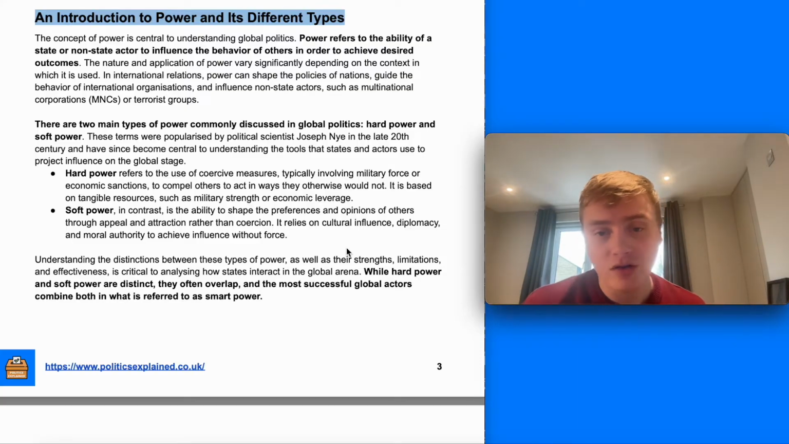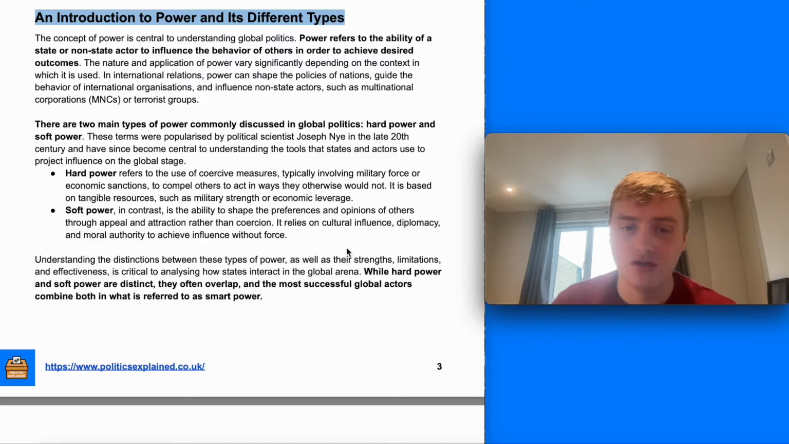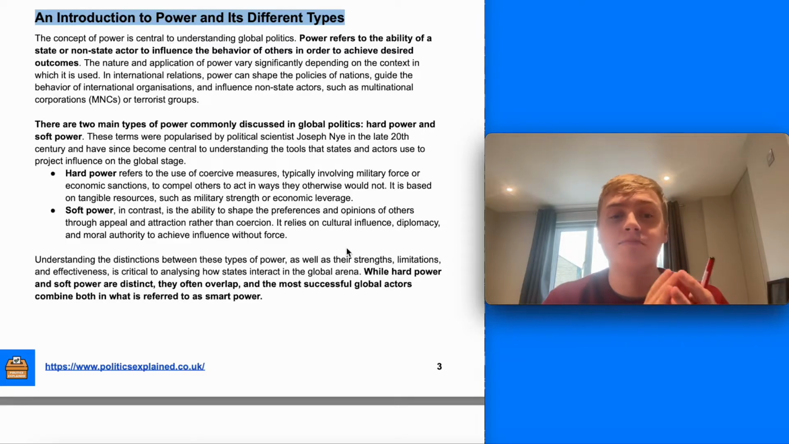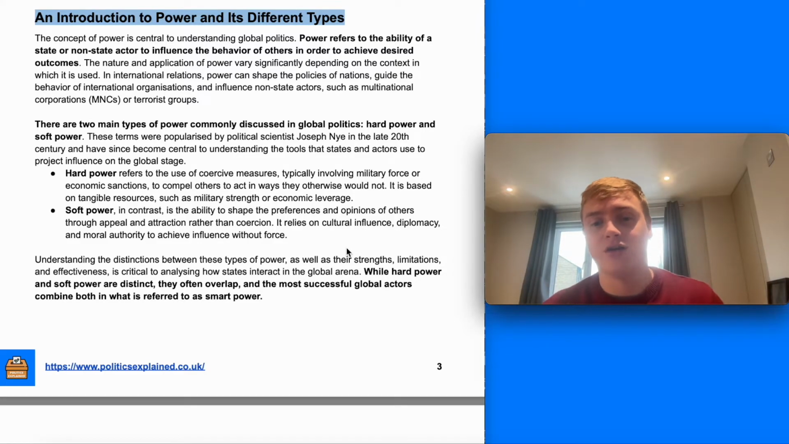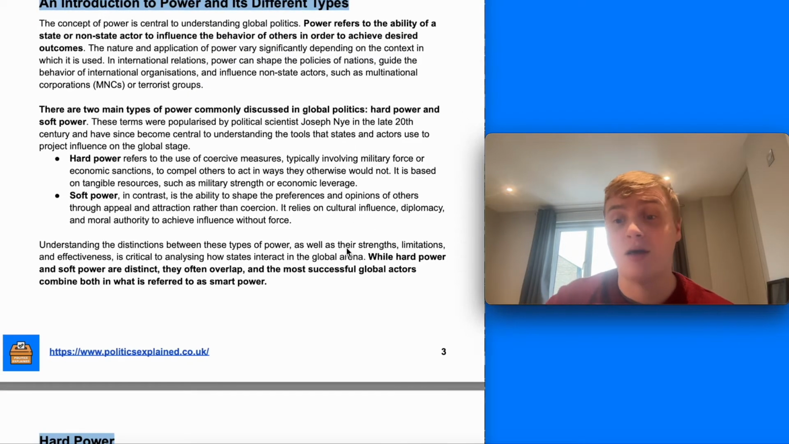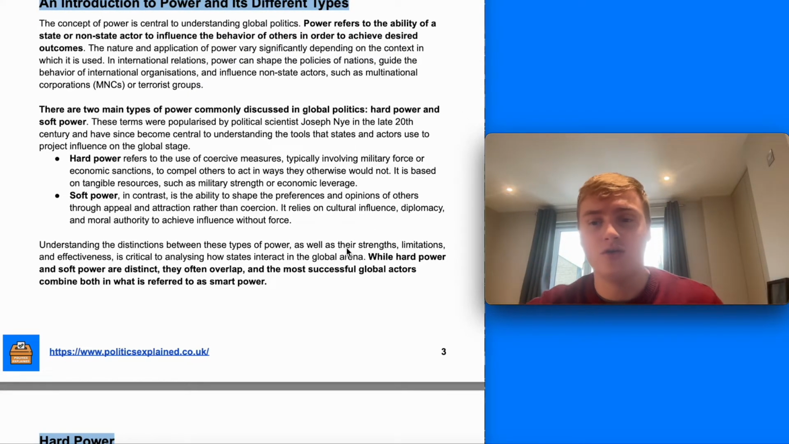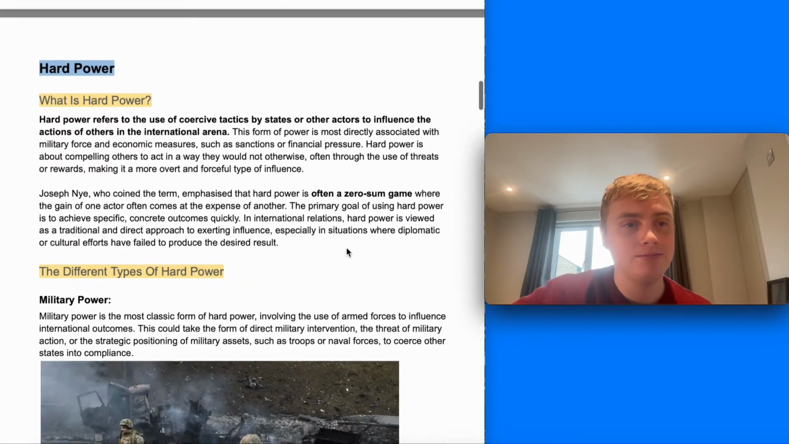Understanding the distinctions between these is really critical to analysing how states interact in the global arena. And whilst hard power and soft power are distinct, it's also important to recognise that they do overlap, and the most successful global actors combine both. And that can be something you can call smart power. It's a combination of hard power and soft power. So it's not like some states only use hard power and some states only use soft power. It's far from that, actually.